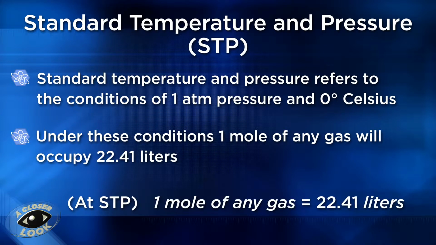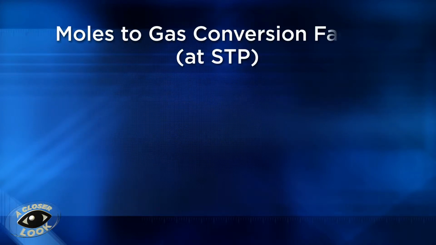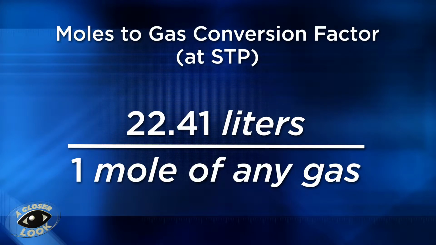So as long as the gas is at STP, remember that's standard temperature and pressure, a mole of any gas will always be equal to 22.41 liters. And this is the equivalent statement that is the conversion factor in molar volume problems. The conversion factor will be 1 mole of any gas in the denominator and 22.41 liters in the numerator. And again, this conversion factor is used to go from moles of a gas at STP to volume in liters.